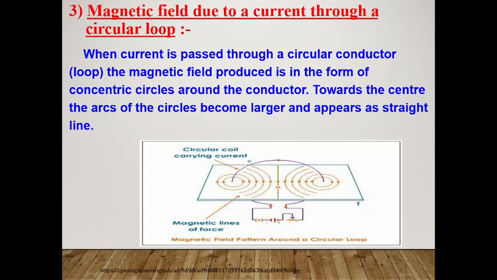Now magnetic field due to a current through a circular loop. When current is passed through a circular conductor, exactly a loop, the magnetic field produced is in the form of concentric circles around the conductor. Towards the center, the arcs of the circles become larger and appear as a straight line. Also, here you can see the picture of the magnetic field due to a current through a circular loop.